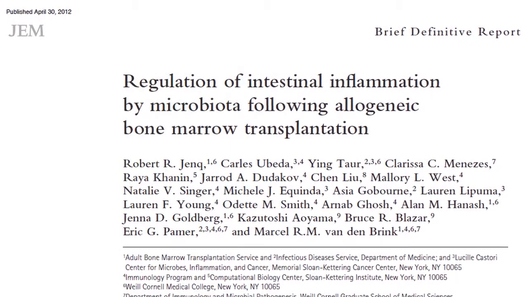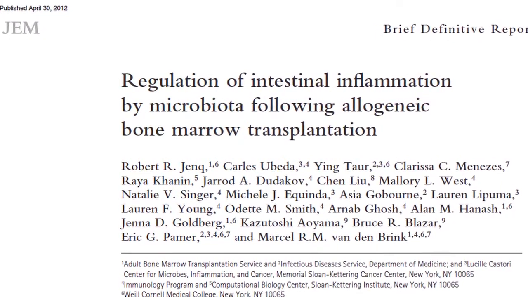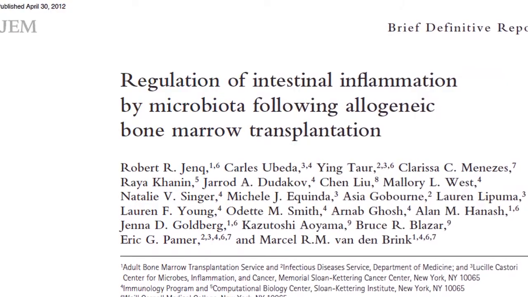So in this paper, we tried to ask a couple questions. One was, what does graft versus host disease do to intestinal bacteria? The more clinically interesting question is actually the reverse, which is, how can the intestinal bacteria impact graft versus host disease? And can you manipulate it to reduce the risk for graft versus host disease? And we did it with mouse models, and we also addressed those questions using patient samples.